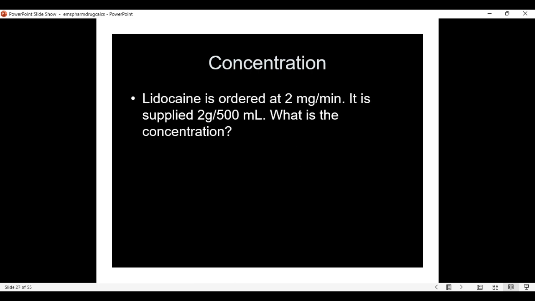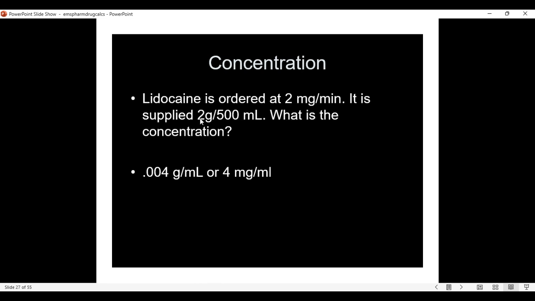Lidocaine ordered 2 milligrams a minute. It's supplied 25 grams per milliliter. What's the concentration? Again, pause the video and figure this out. Okay, so the answer is 0.4 grams or 4 milligrams per minute. So what they do here is you have to convert these grams to milligrams. So we know that there are 1,000 milligrams per gram.